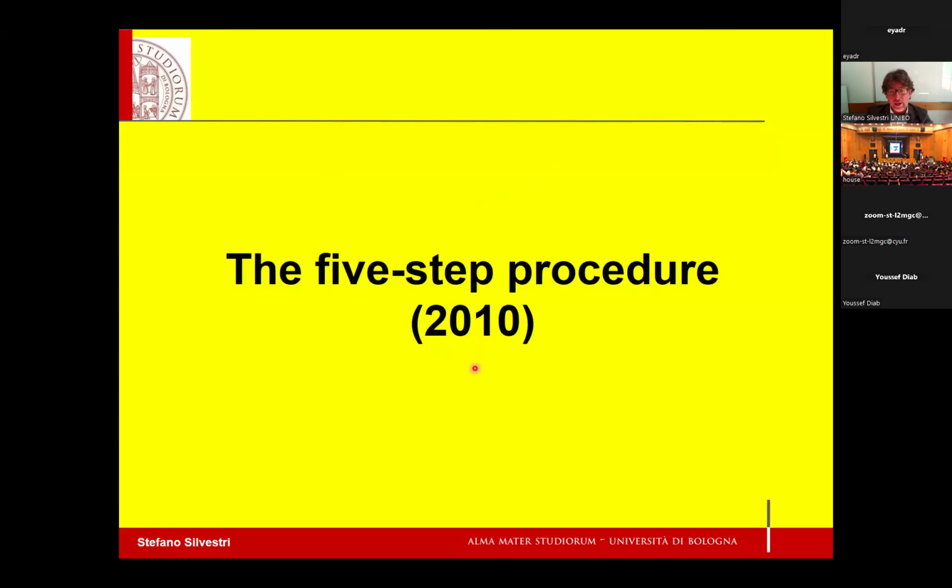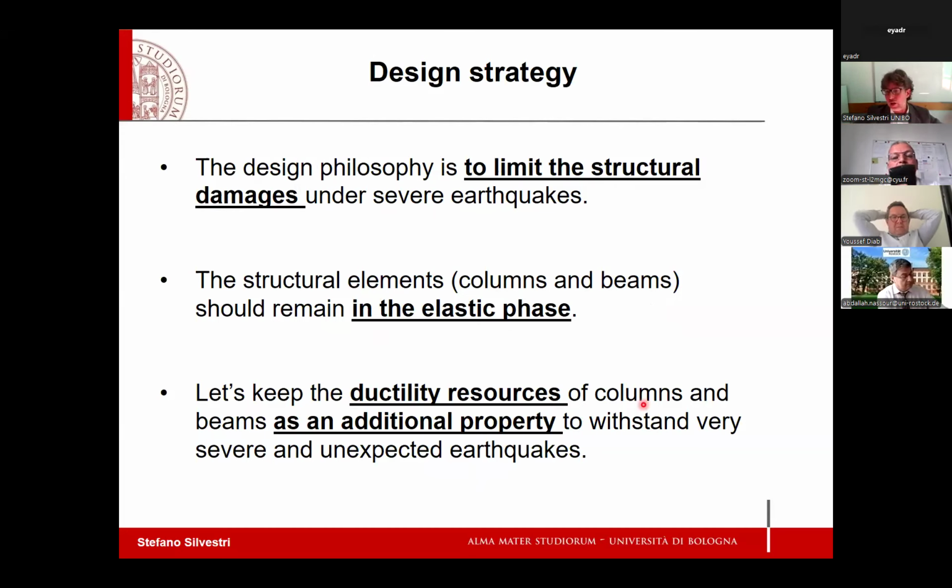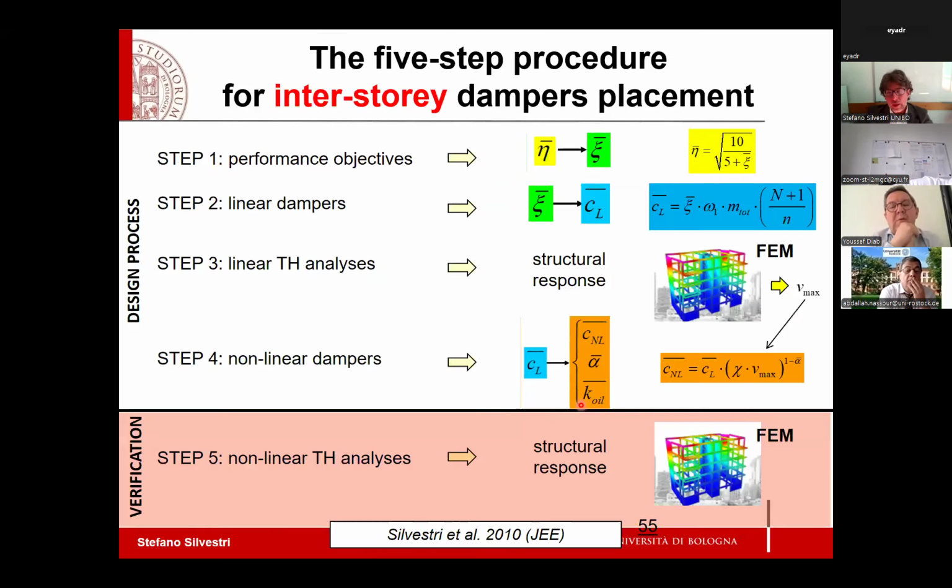Just to tell you that in 2010, I developed this, let's say, 5-step procedure in which the design philosophy is to limit the structural damages under severe earthquake. The structural elements should remain in the elastic phase, which means that we know that materials are ductile, and let's keep the ductility resources of columns and beams as an additional property to withstand the very severe and unexpected earthquake. The 5-step procedure is based on this 2nd step formulation, which is the one I showed you a minute ago, and you find it in this paper.